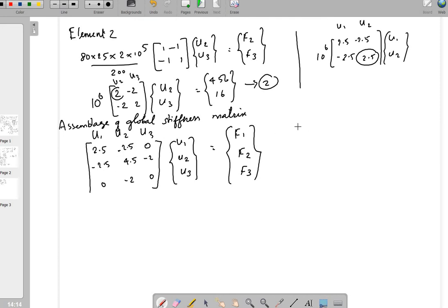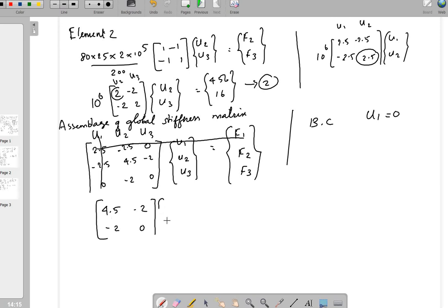Now you consider the boundary condition. What is the boundary condition? I already told you the displacement at node 1 is 0 because of the fixed condition. So you can neglect that particular row and column. You neglect the row of u1 as well as the column of u1. Assemble the remaining matrix 4.5, minus 2, minus 2, 0, and u2 u3, which is equal to f2, f3, you know the values 456 and 16.